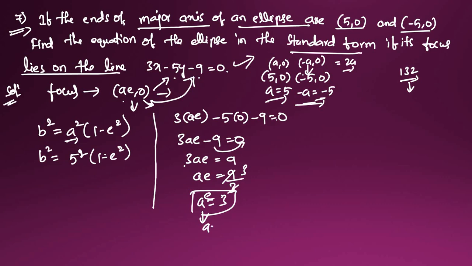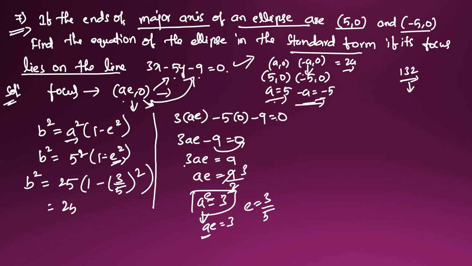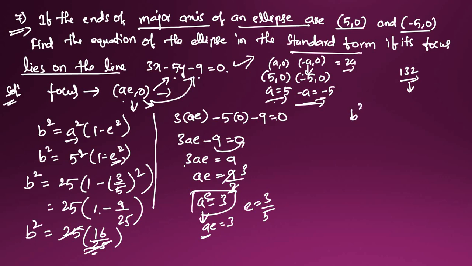So from here ae is equal to 3, and the a value we know already is 5. So e is equal to 3 by 5. This 3 by 5 we will substitute in this one. b square is equal to 5 square, 25, into 1 minus e square. e square means 3 by 5 whole square, so 25 into 1 minus 9 by 25. 25 minus 9 is 16, so 25 into 16 by 25. The 25s get cancelled, so b square is equal to 16. And a is equal to 5 already known, so a square is equal to 25.